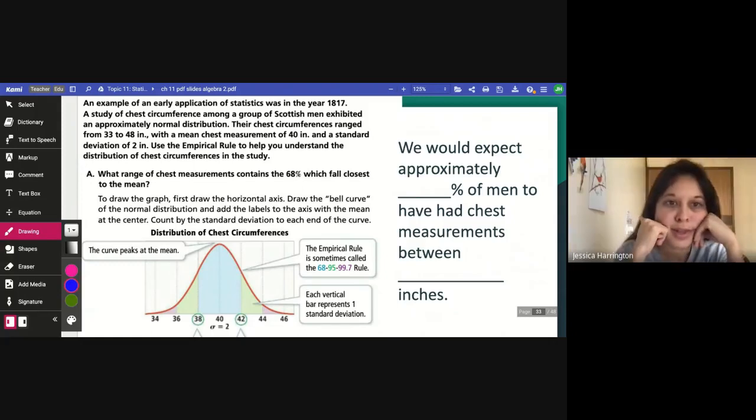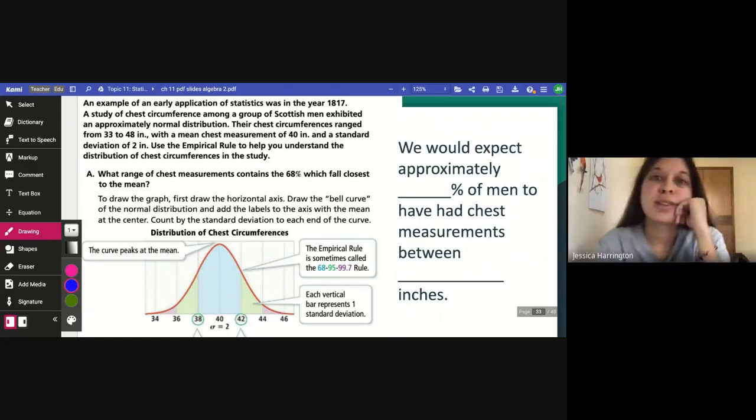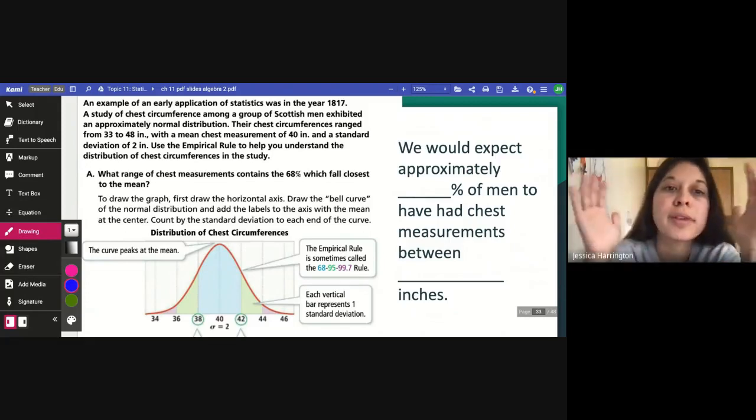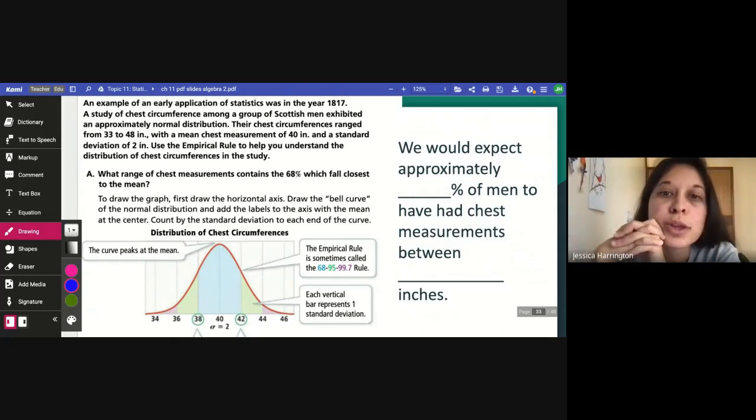So here it says an example of an early application of statistics was in the year 1817. A study of chest circumference among a group of Scottish men exhibited an approximately normal distribution. Their chest circumferences ranged from 33 to 48. So that's where all the data fell, 33 to 48 inches. And the mean chest measurement was 40 inches. The standard deviation was 2. So let's use the empirical rule to understand this data.